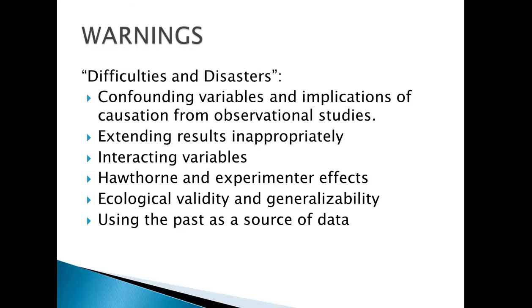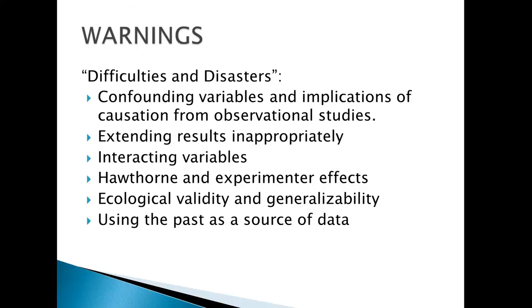So some warnings: you've got to worry about confounding and implications for causation with observational studies. We've said that before. Extending results inappropriately: you see something in a lab setting, or something that works within certain parameters, and you say, okay, that'll always work, or that'll work in other situations. You have to worry about variables interacting with each other. There's what's called the Hawthorne effect and the experimenter effect. The Hawthorne effect is that people may respond differently if they know they're being observed. And the experimenter effect: if the experimenter has expectations herself, then that may affect the outcomes.